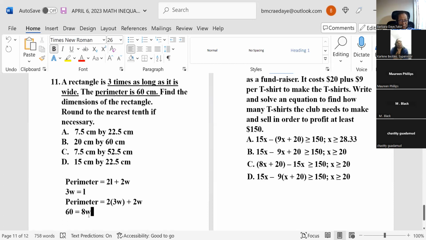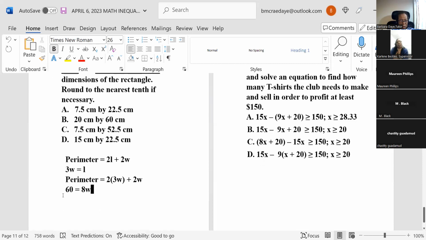What would the width be? 7.5. No, this is a multiplication, so you've got to divide. So W is going to be what Mercedes just said, 60 divided by 8. So W is equal to 60 divided by 8. And what did you say that was, Mercedes? 7.5. All right.